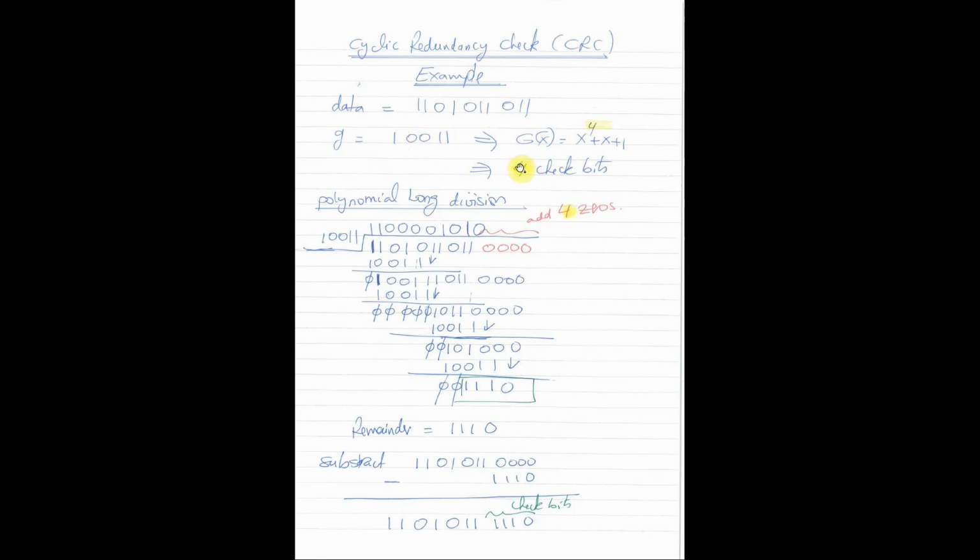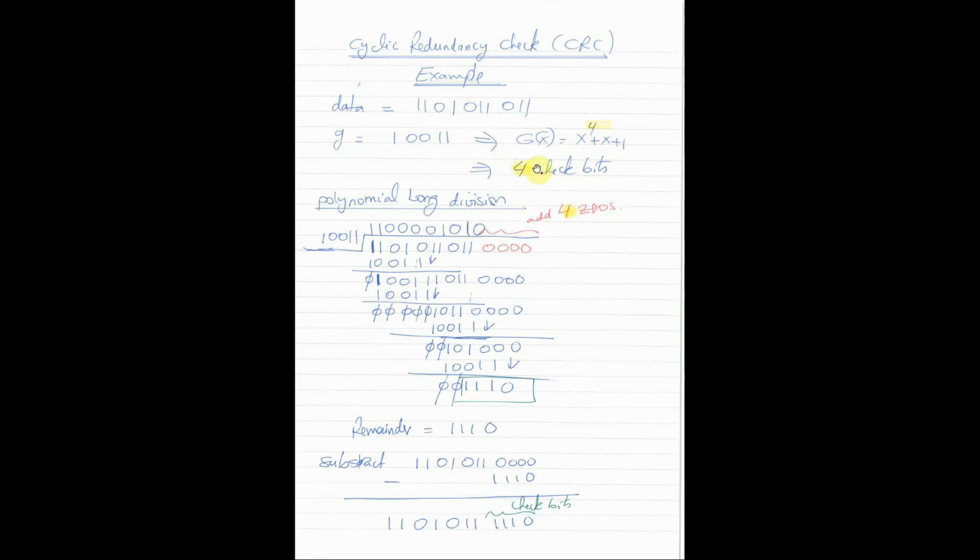So what does the sender do? Using that polynomial, the sender needs to calculate 4 check bits, add those check bits to the data, and then send the whole thing as a transmitted sequence. This is what happens at the sender. Let's finish that off, and then we will also talk about what happens at the receiver side.